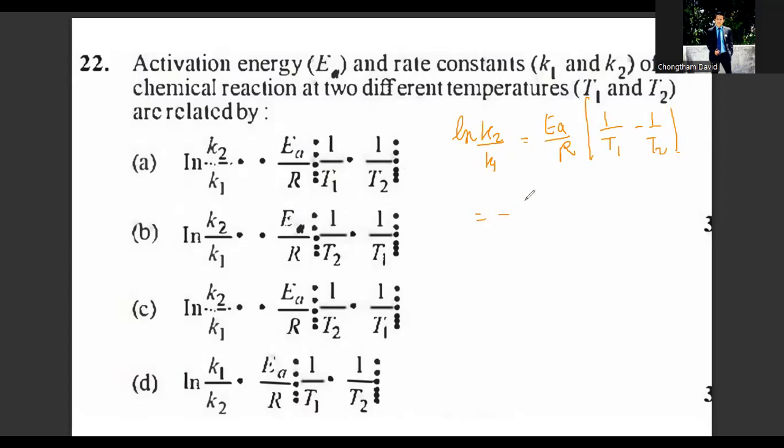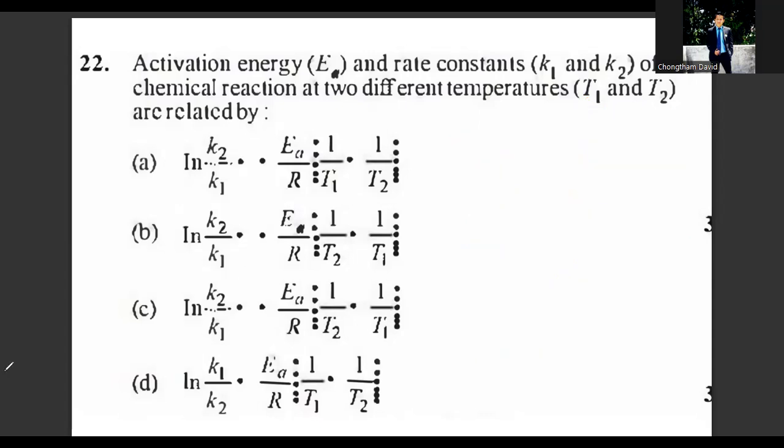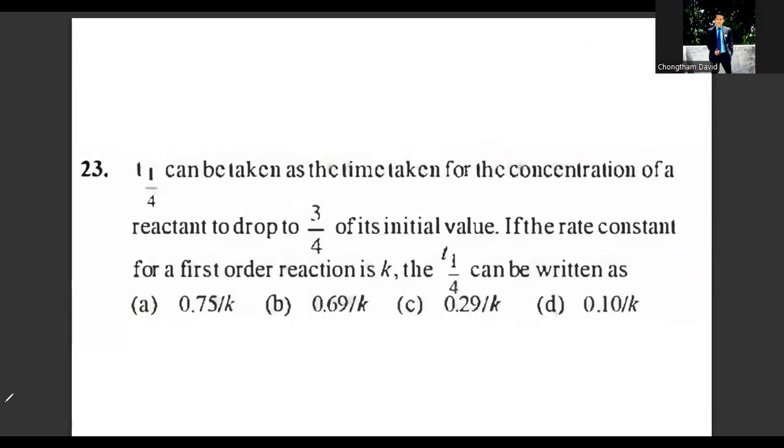If I remove this negative sign in front, T2 and T1 will be interchanged. Now, the final Arrhenius equation would be K1 by K2 equals minus Ea by R, 1 by T1 minus 1 by T2. This can also be written in this way. Anyway, since these options are not clear, we'll move to question number 23.